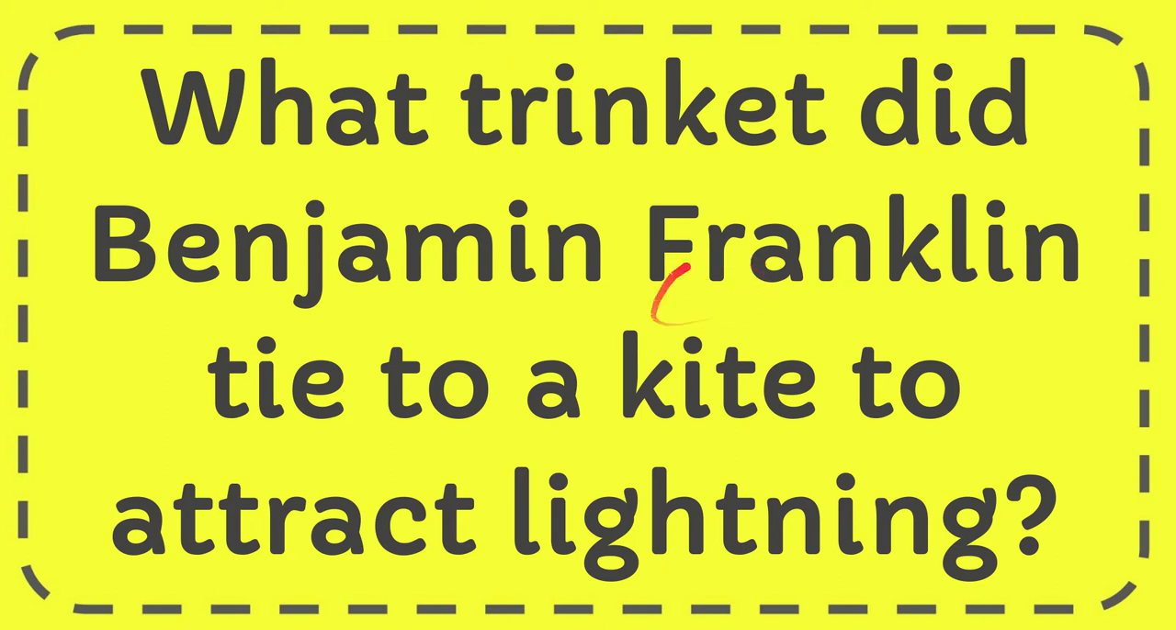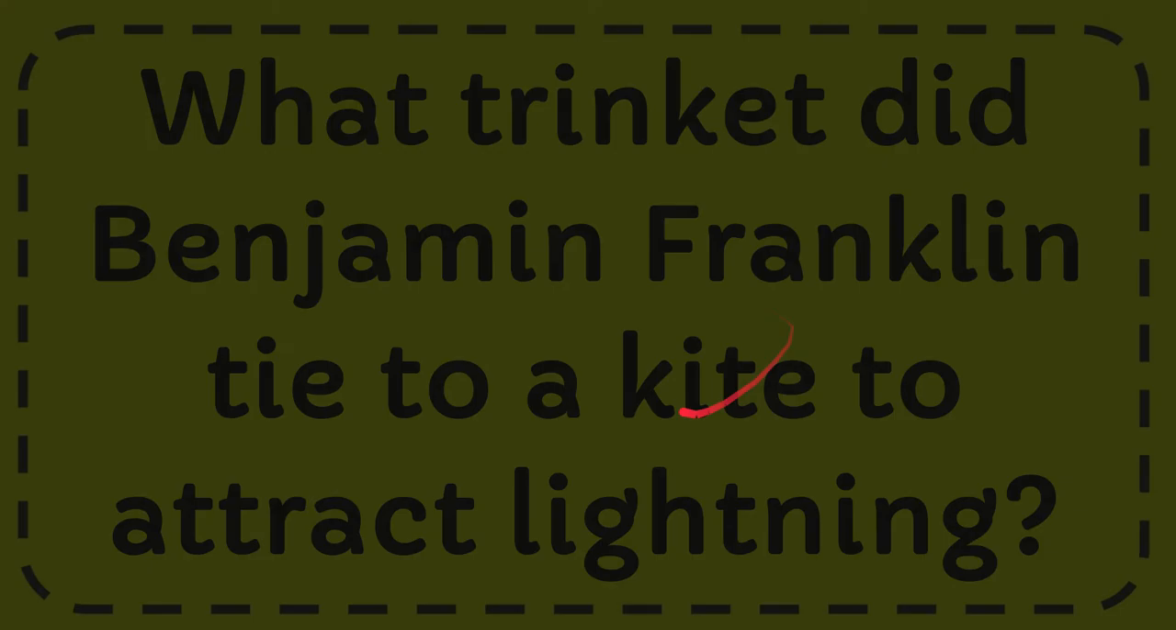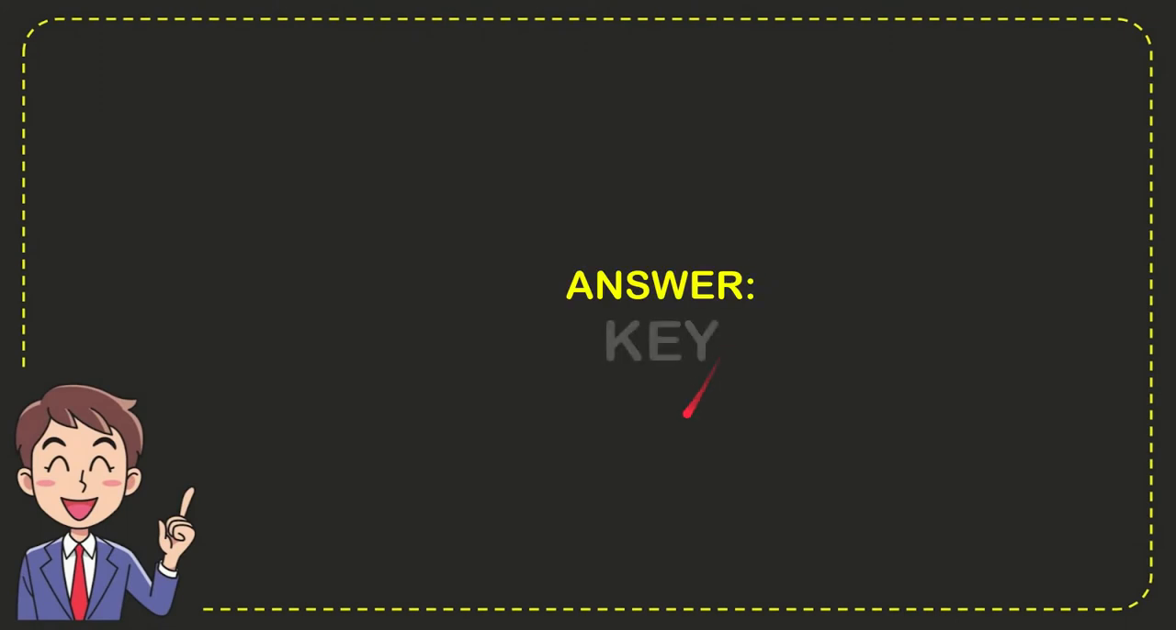In this video, I'm going to give you an answer for a question. The question is, what trinket did Benjamin Franklin tie to a kite to attract lightning? Well, now I'll give you the answer for the question, and the correct answer for the question is key. So that is the answer for the question, key.